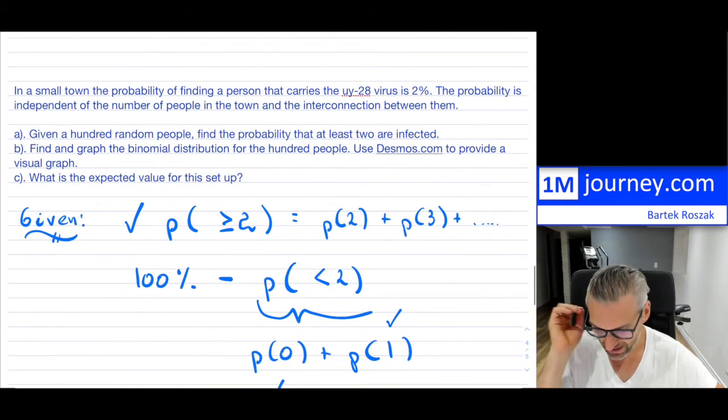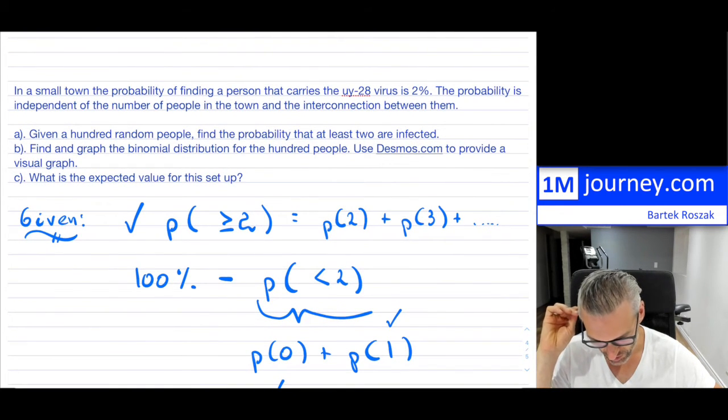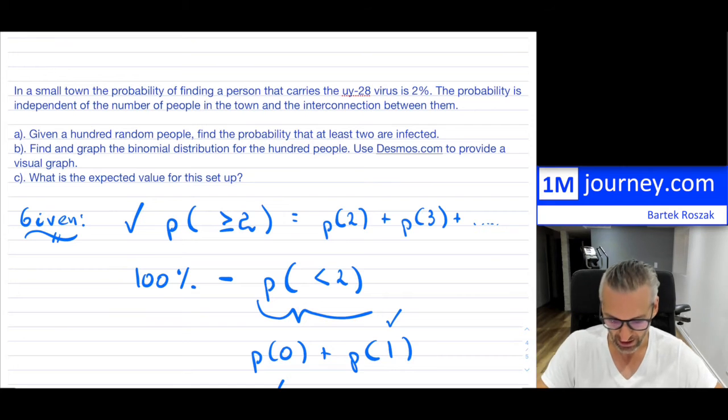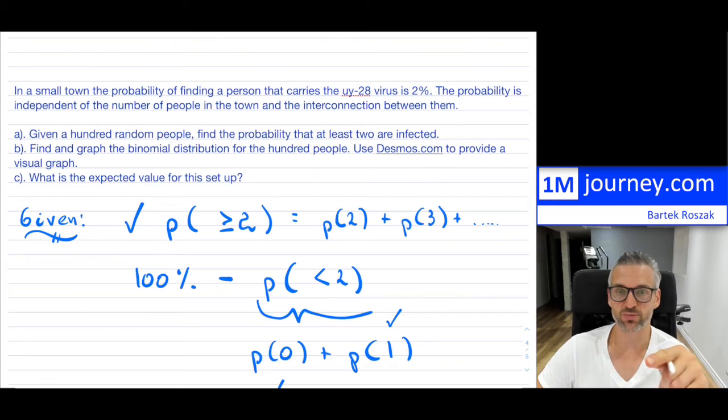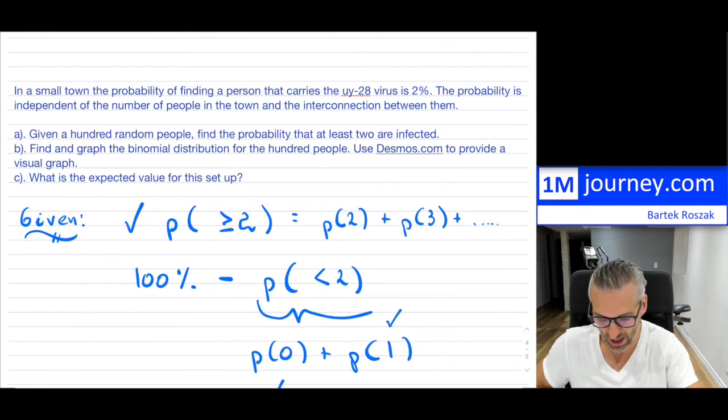Now, part B says find and graph the binomial distribution for the 100 people. Use Desmos.com to provide a visual graph. I have utilized Desmos actually in that introduction. So if you go back to that link and you watched it, I used it for one of the examples. So I am going to use it in here as well.